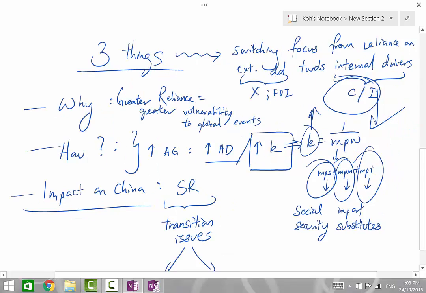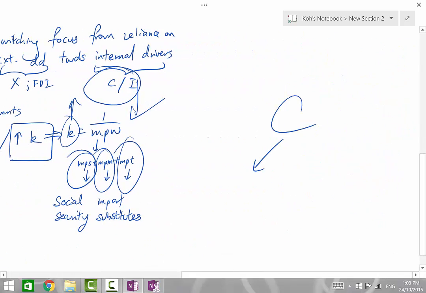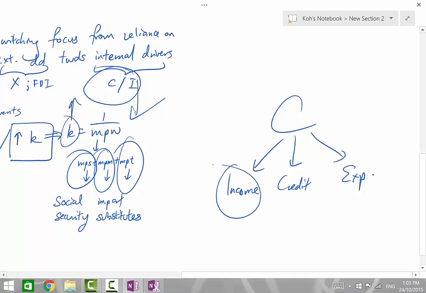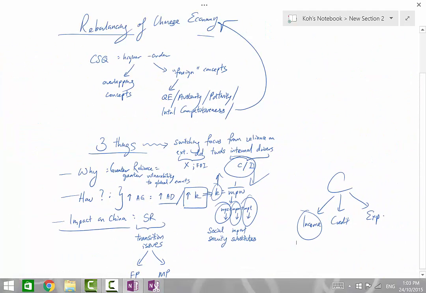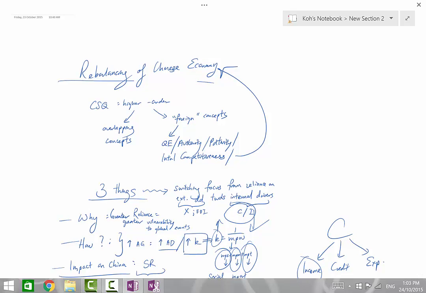Now it depends as well, because consumption is affected by income, the cost of credit or availability of credit, and expectations. In bigger countries like Indonesia and India, yes, the market may be big, but income is not high. Purchasing power is not very high in the economy. So we don't expect C to be a big driver of growth as well. So yeah, this is, as mentioned, a framework through which you can try to understand this rebalancing theme.